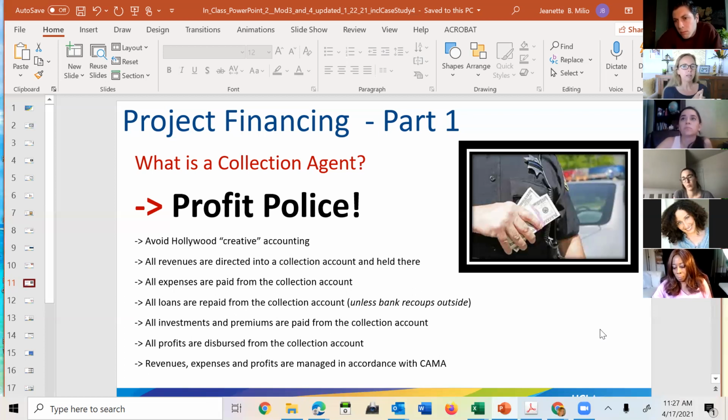The guilds get their residuals. They get paid out of that. The bank gets the loan unless the bank wants to be outside of the collection account, which sometimes happens. Like Comerica, for example, when you work with them, they want to be paid back out of the collection account.